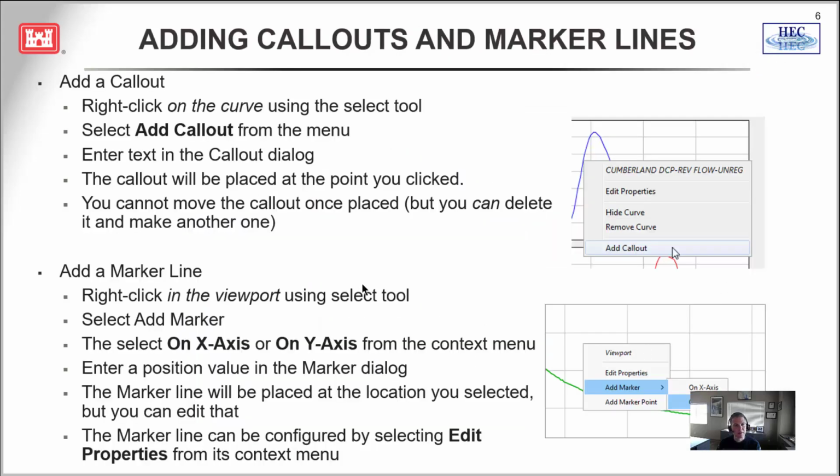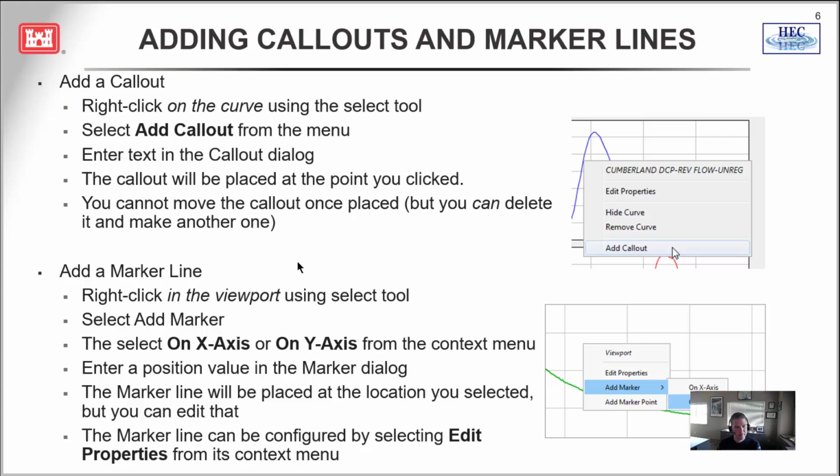All right, let's talk about callouts and marker lines. If you want to add text to a plot, you can use the callout option. You simply use the Select tool, right-click on the curve about where you want the callout to be added, choose the Add Callout option, and once you choose that option, you're going to have an editor where you can enter the text for that callout.